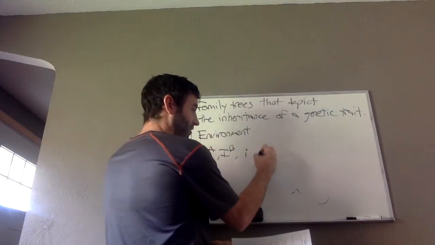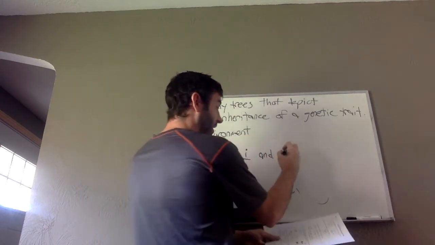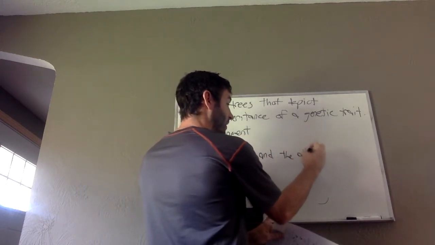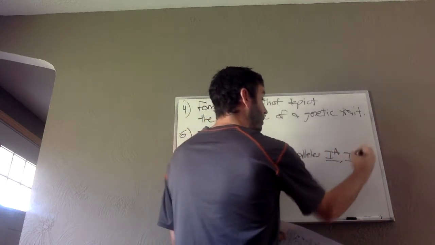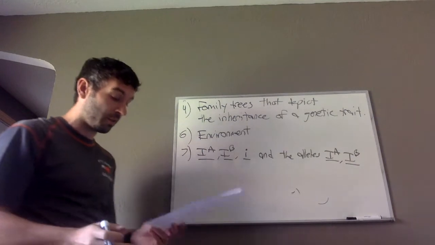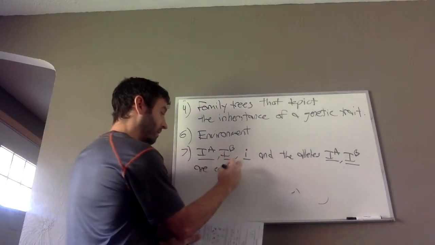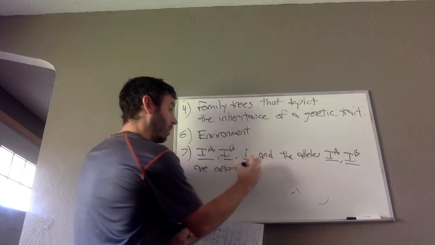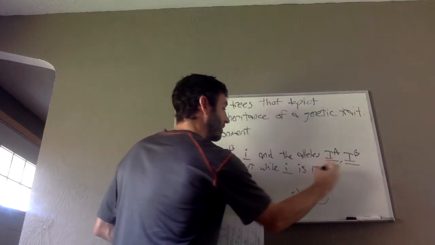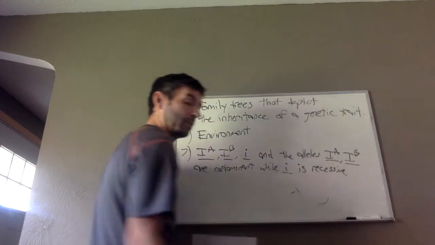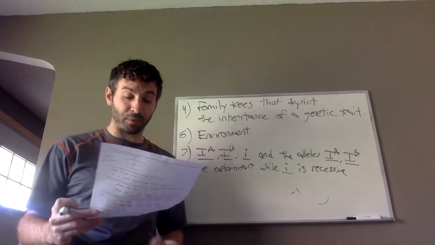So I'm going to just start filling in some of the sentence here just so you guys can see it. And the alleles IA and IB, those are the 2 underlined words, are codominant while i is recessive. Okay, so that's just showing your understanding of the different alleles and how blood types work.